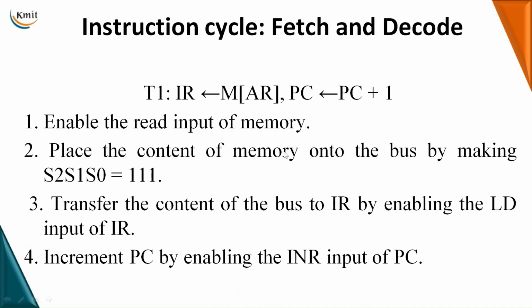So, place the contents of memory. First, we have to enable the read input of memory in order to read the contents of the memory corresponding to the particular address which is stored in the address register. And you need to place the contents of the memory onto the bus by making the selection inputs S2, S1, S0 as 111, and transfer the contents of the bus to the instruction register by enabling the load input, and increment the PC. How do you increment the value of the program counter? By enabling the INR input of the program counter so that it will be incremented by 1. So this is what happens at timing signal T1.